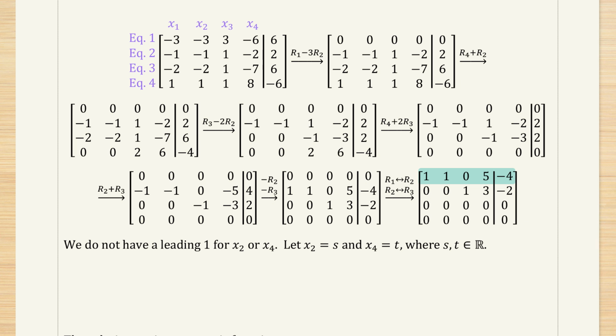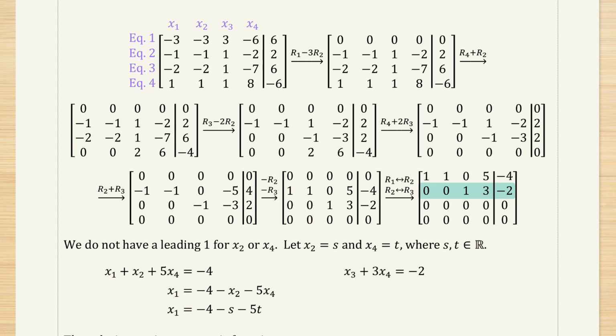Reading from the augmented matrix, x1 plus x2 plus 5x4 equals -4. Solving for x1, subtract x2 and subtract 5x4. Replace x2 with s and x4 with t. The augmented matrix also tells us x3 plus 3x4 equals -2. Solving for x3, subtract 3x4 from both sides of the equation. And replace x4 with t. x3 is -2 minus 3t.